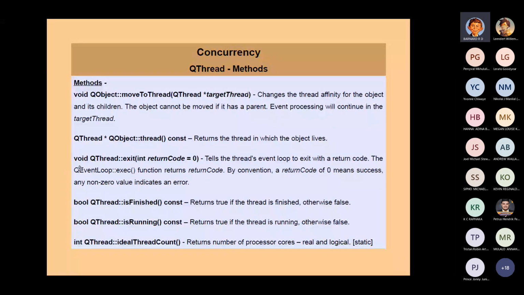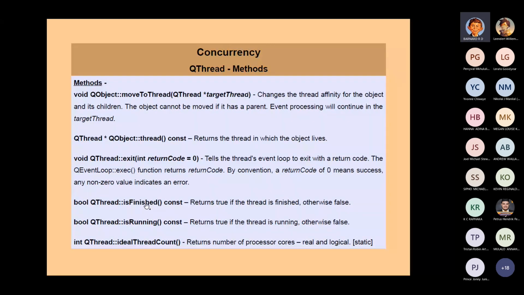Then it has an exit method which tells the thread's event loop to exit with a return code. Again, convention is a return code of 0 is successful, anything else is some kind of an error. So if you want, you can start adding in your own event codes, if you want to find out information about how your thread progressed.